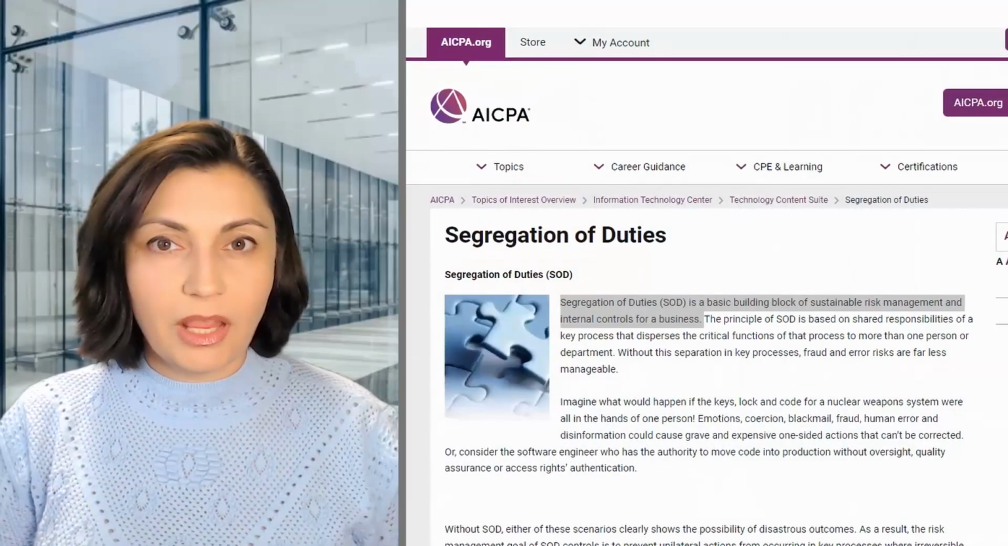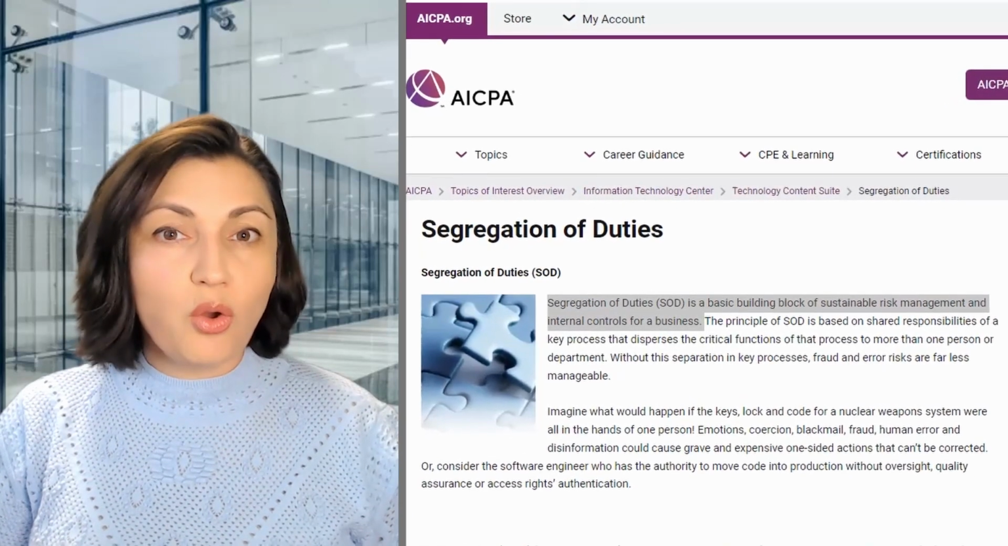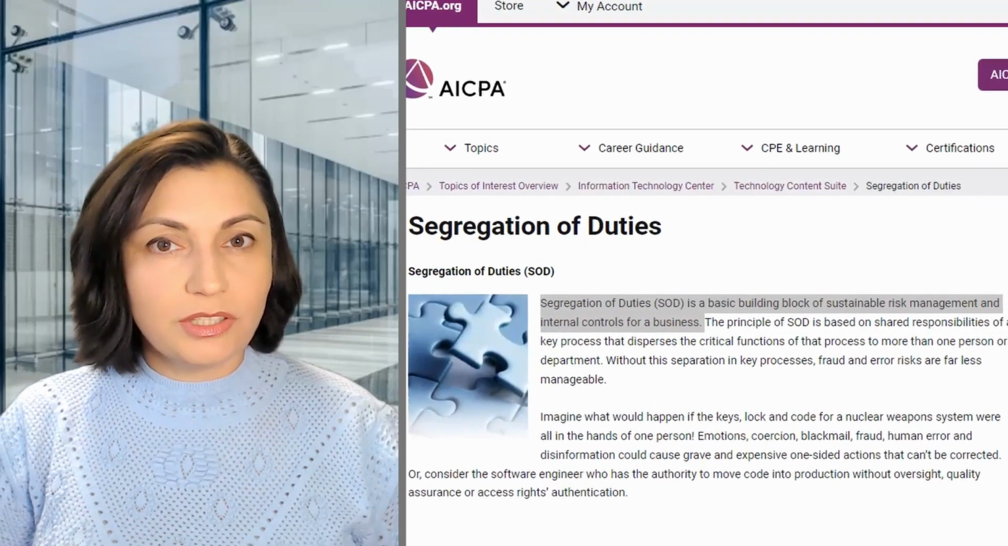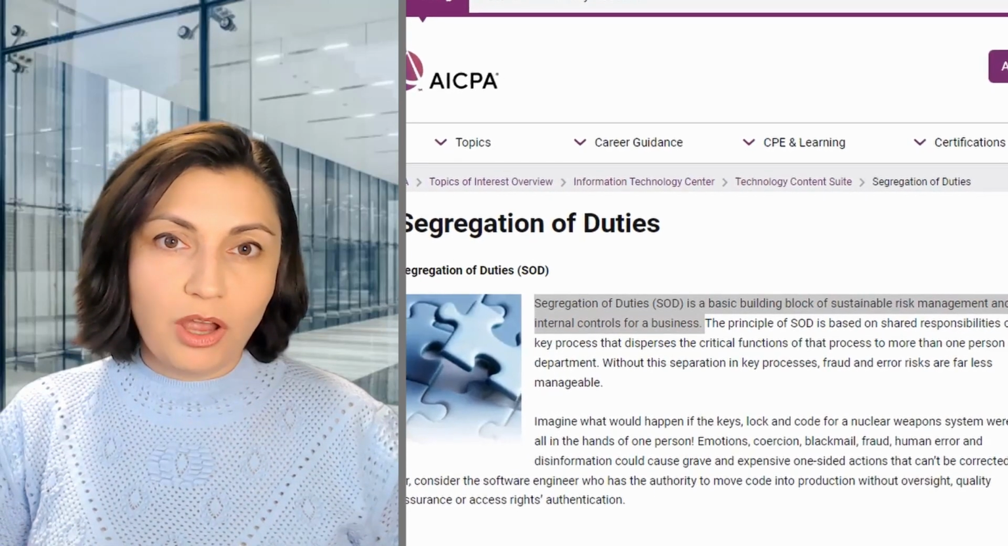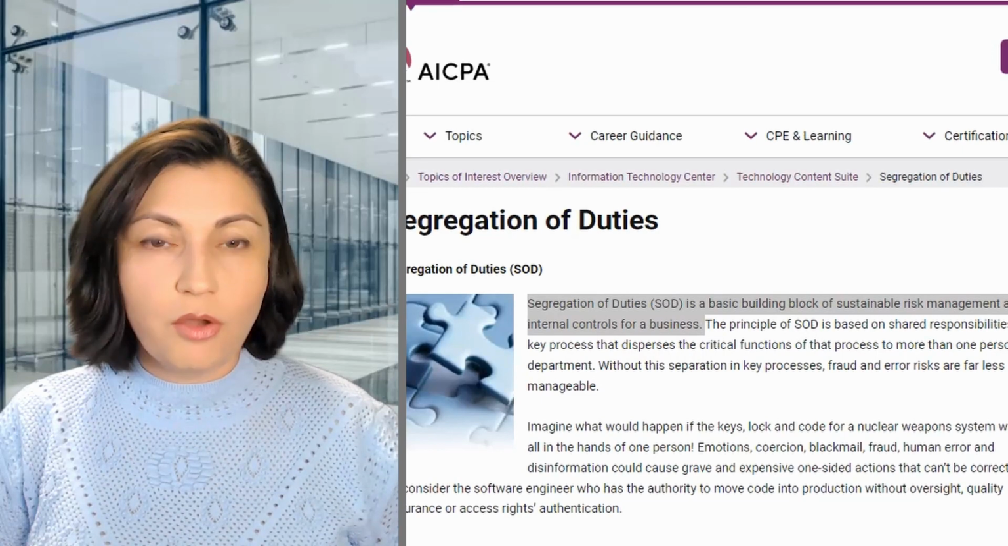For proper control over cash, businesses must ensure the segregation of duties between employees responsible for handling and recording cash. The American Institute of Certified Public Accountants calls the segregation of duties a basic building block of sustainable risk management and internal controls for a business.